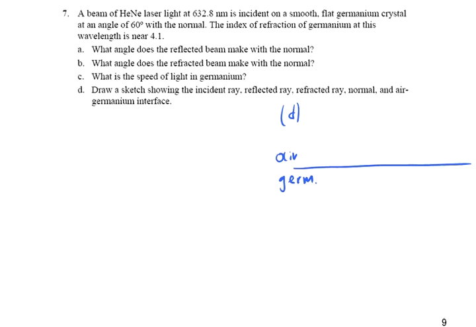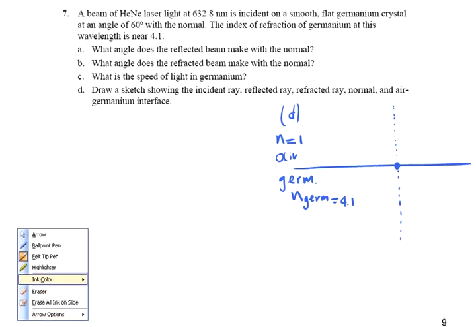The refractive index of germanium is equal to 4.1, and for air let's use 1 instead of the 1.0003. So here's the interface between these two different optical media, and let's draw the normal to the interface. Here's a normal. At this point is where we're going to have the incident ray.